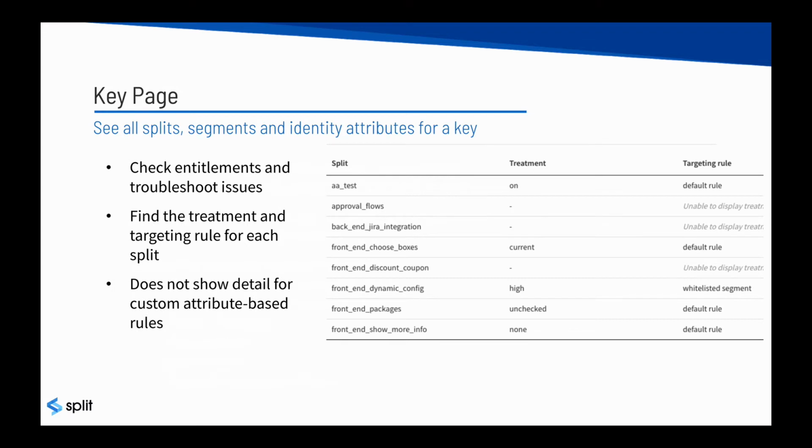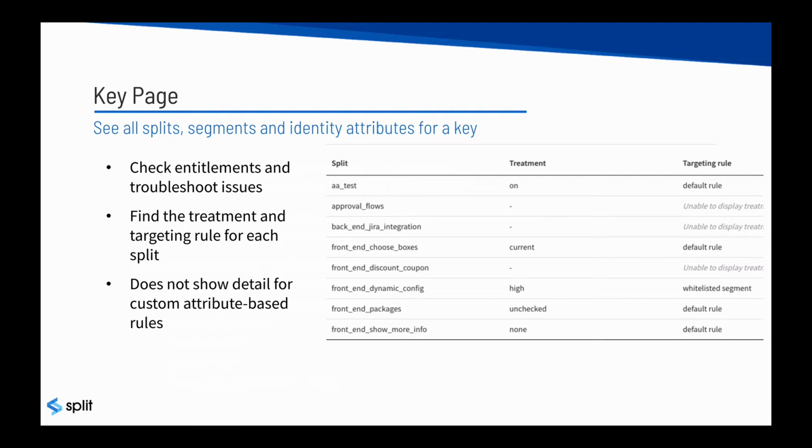The key page allows you to see all splits, segments, and identity attributes for a given key. It's great for checking entitlements and troubleshooting issues for specific keys. It allows you to find the treatment and targeting rule for each split, as well as the segments to which a user belongs. It does not show detail for custom attribute-based rules because we don't know what attribute is going to be passed for a specific key at runtime.